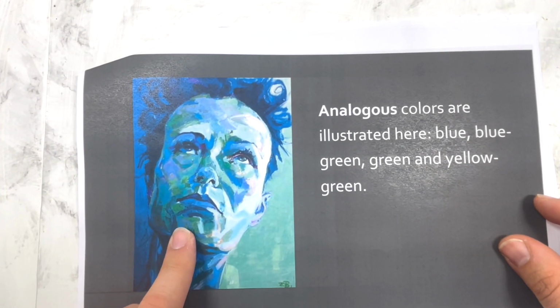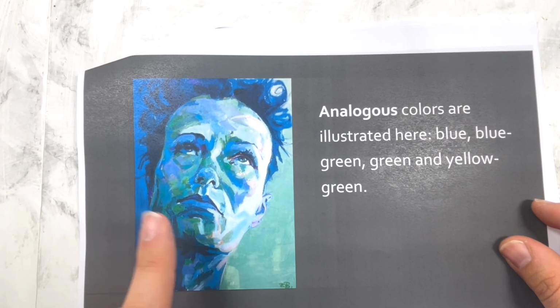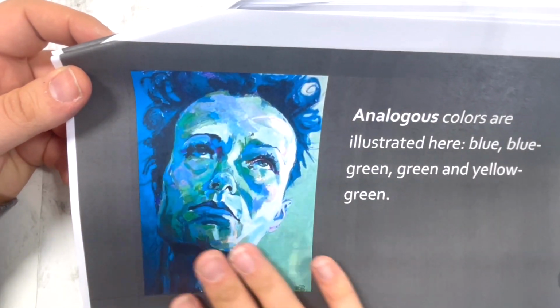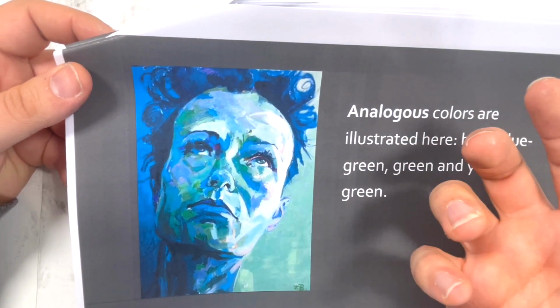Analogous colors are illustrated here: blue, blue and green, green and yellow, and green. Look how it all blends together, all works together, but there is no wow contrast.